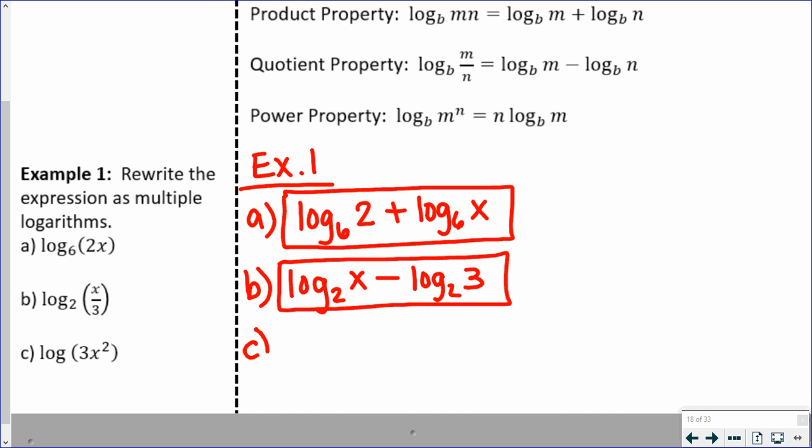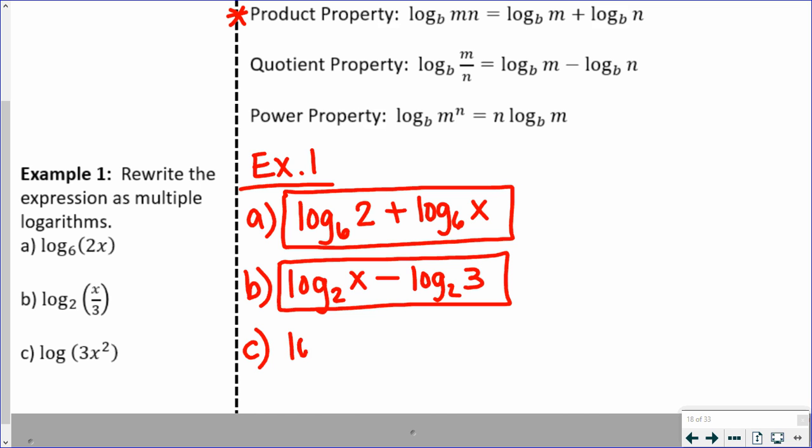So part C. We have multiplication, with a 3 and an x squared. And it's log. Remember, when there's no base number there, that means the implied base is 10, but we don't need to put that in our problem, because if we don't put it, it's implied that it's 10. Okay, so first we're going to use the product property, because I'm multiplying 3 times x squared.